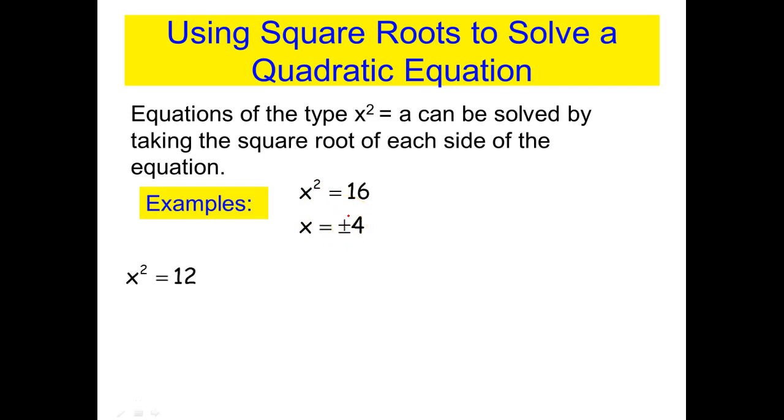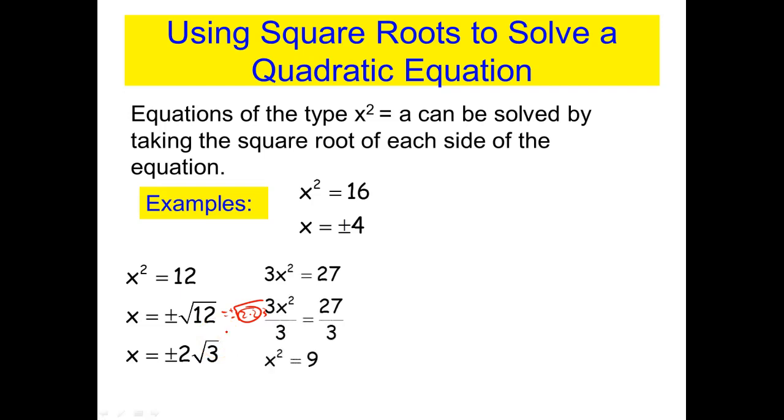Some more examples. x squared equals 12. So x is plus or minus radical 12. And if you recall, we could simplify that as plus or minus the square root of 2 times 2 times 3. And since we have two 2's, we can pull that out, and we have plus or minus 2 radical 3. 3x squared equals 27. We would divide by 3. Then we'd take the square root and get plus or minus 3.